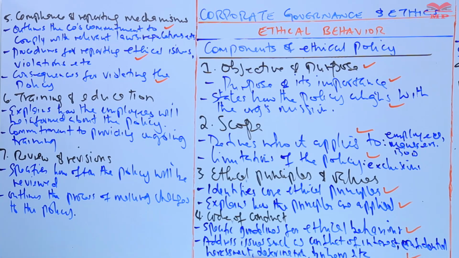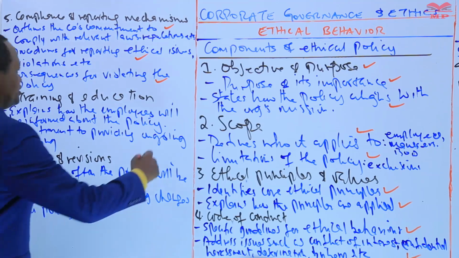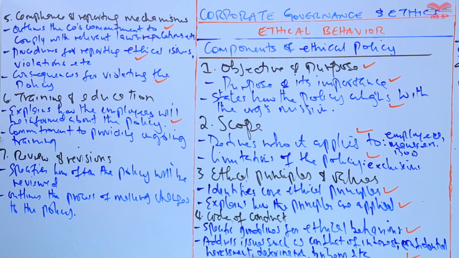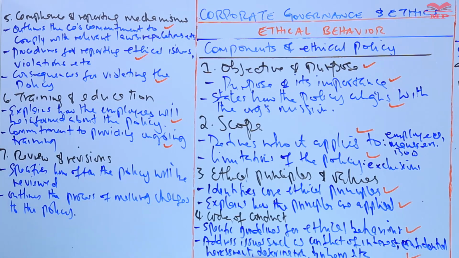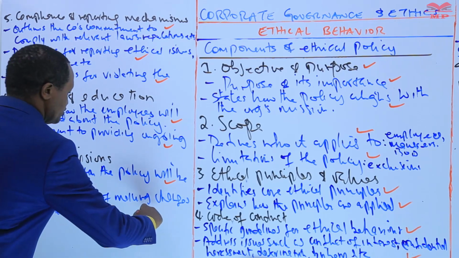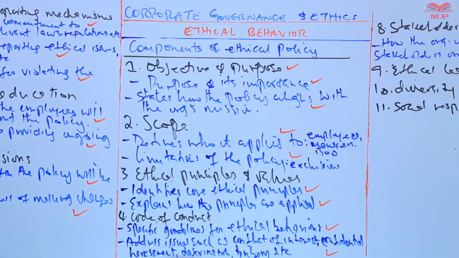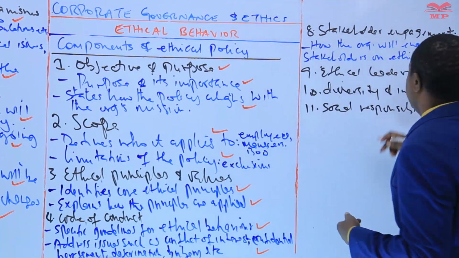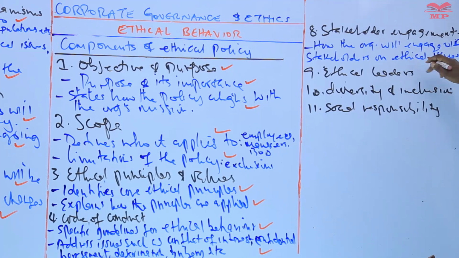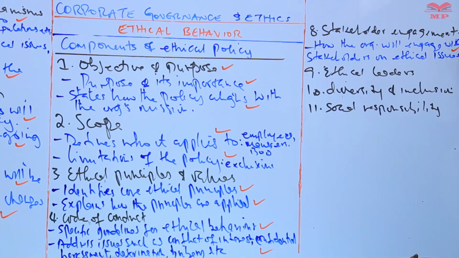Number 6, we have training and education. The policy explains how the employees will be informed about the policy. It highlights the commitment to providing ongoing training that has to be included within the policy. Another section is on reviews and revisions. The policy should specify how often the policy will be reviewed, and it outlines the process of making changes to the policy. The 8th component is stakeholder engagement. We've said that stakeholder engagement describes how the organization will engage with stakeholders on ethical issues.